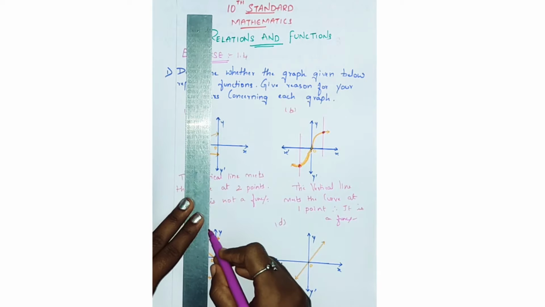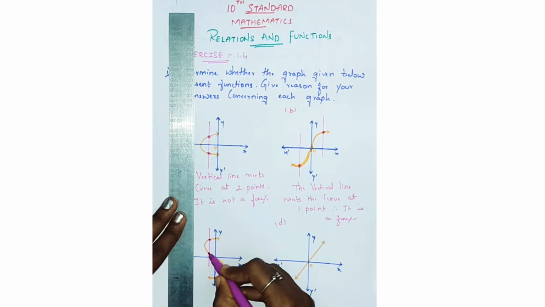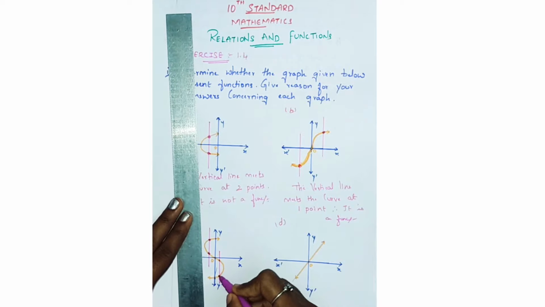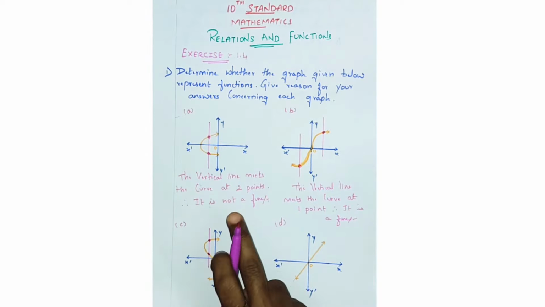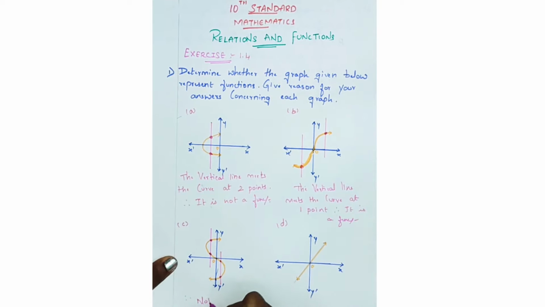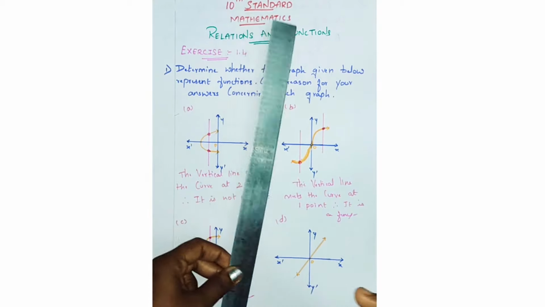So now we'll check with this graph. See, if I draw a vertical line like this, the line is meeting the curve at 2 points. And if I draw a vertical line here, here also it meets at 2 points. So if it is 2 points, it is not a function. So directly you write here, the vertical line meets the curve at 2 points, therefore it is not a function. Got it?